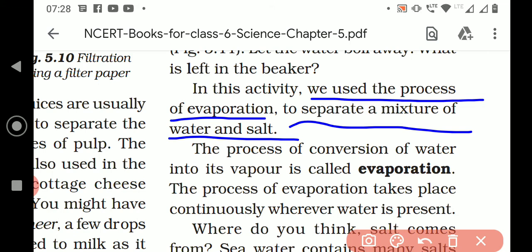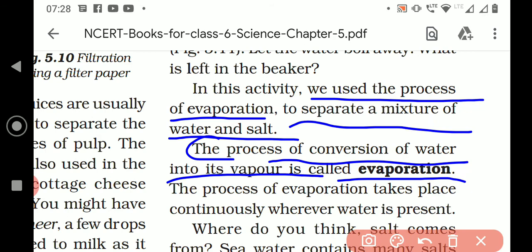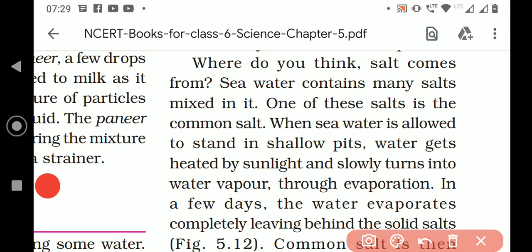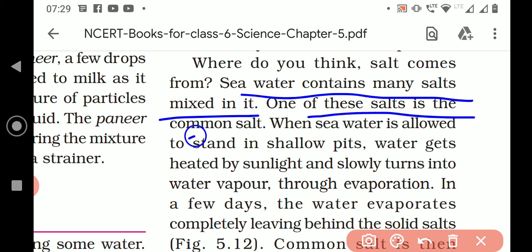Now please underline, this is the definition. The process of conversion of water into its water vapor is called evaporation. The process of evaporation takes place continuously wherever water is present. Where do you think salt comes from? Seawater contains many salts mixed in it. One of these salts is the common salt.